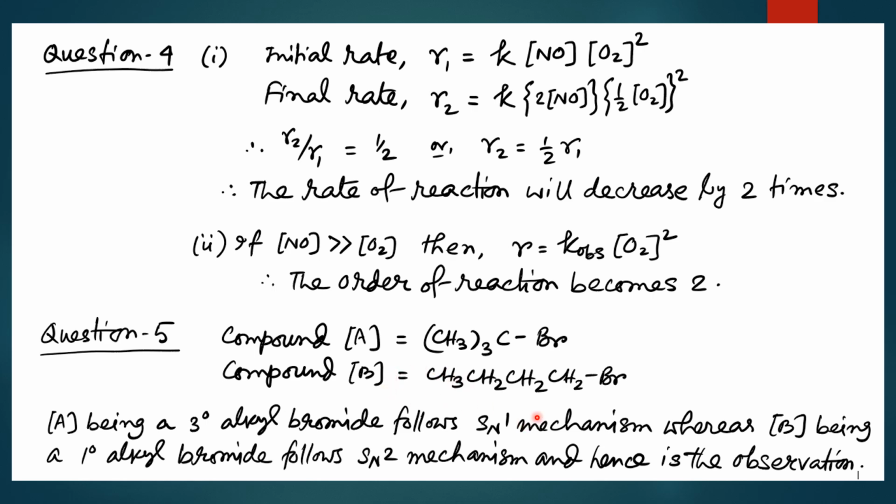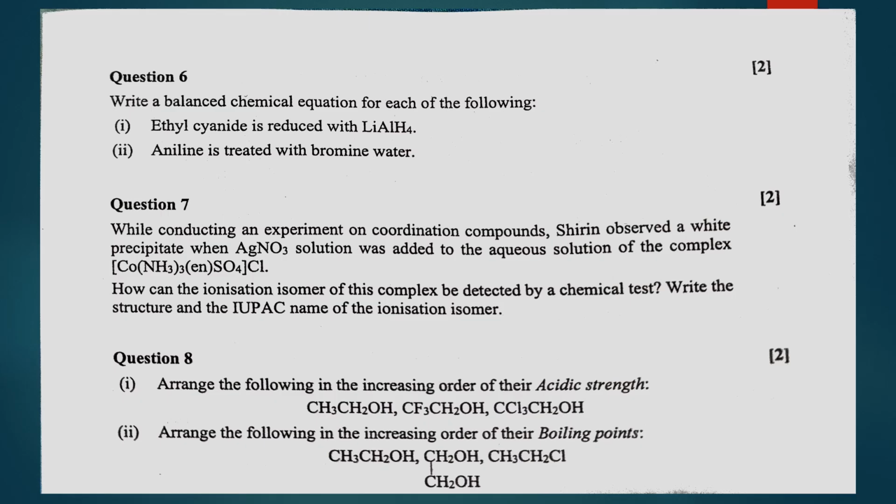But compound B is the isomer, which is a 1-degree bromide, that is n-bromobutane. And here, being 1 degree, it will undergo SN2 mechanism, which is an elementary reaction, and both this compound B and KOH are involved in the rate determining step. So here the rate will depend on both the concentration of compound B as well as the concentration of KOH.